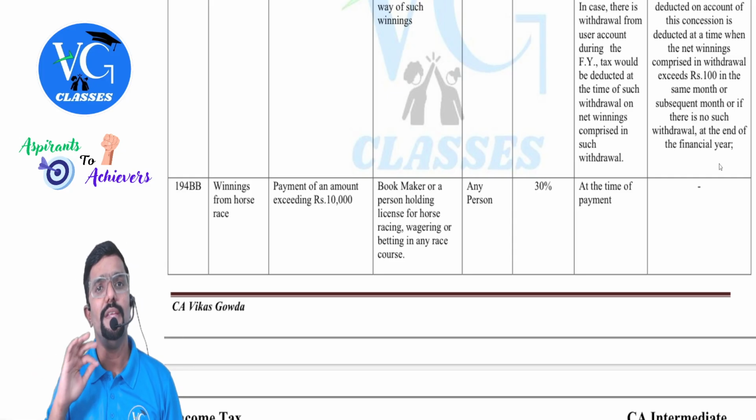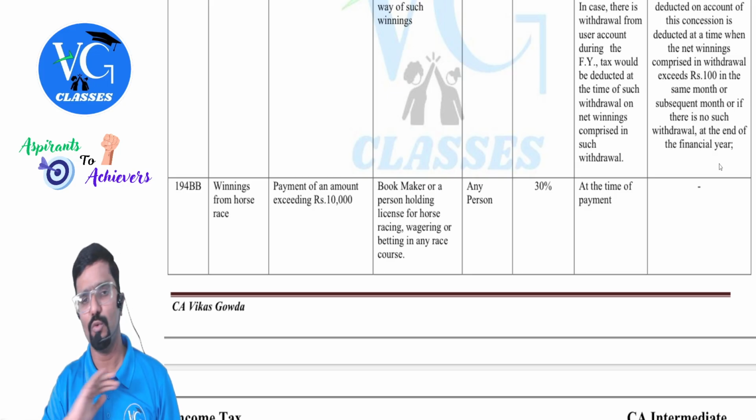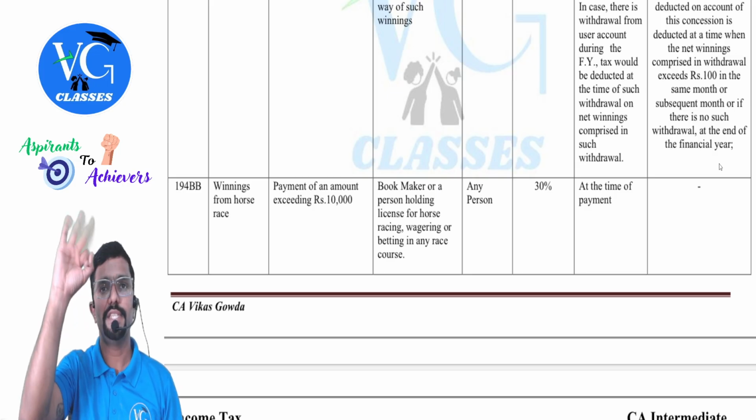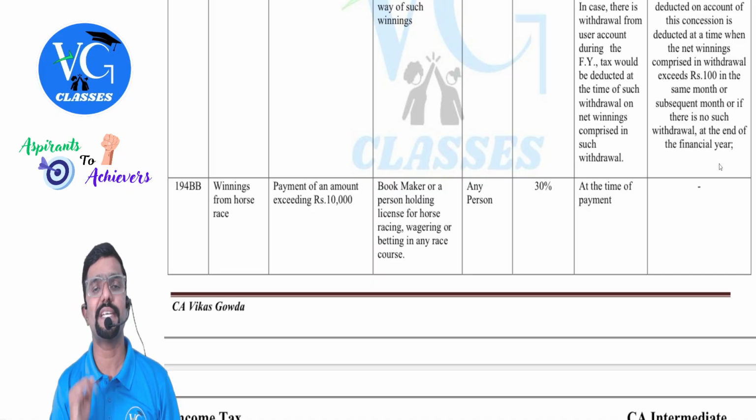Okay. Who is the payee? Any person. Resident, non-resident, whoever it is. TDS rate, 30%. When TDS has to be deducted? At the time of paying it.